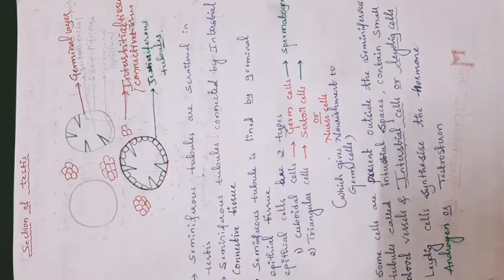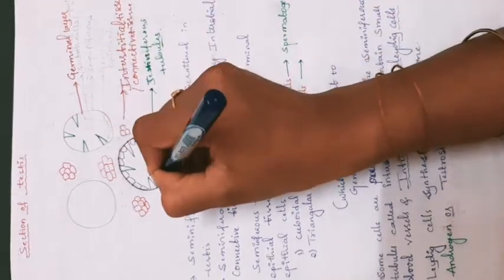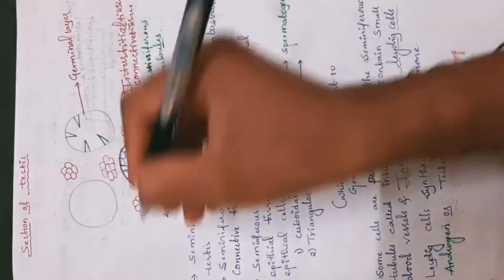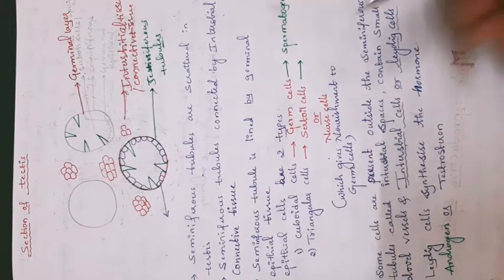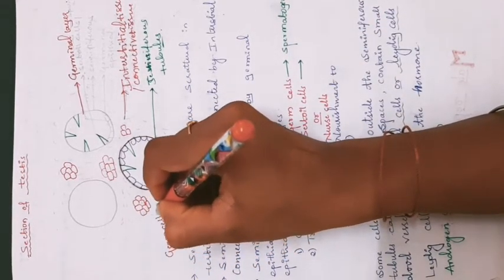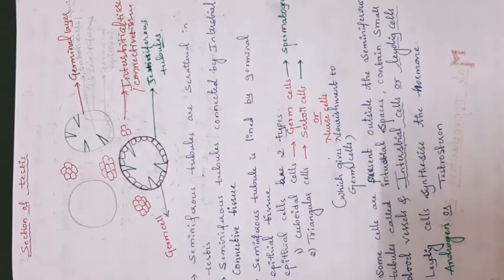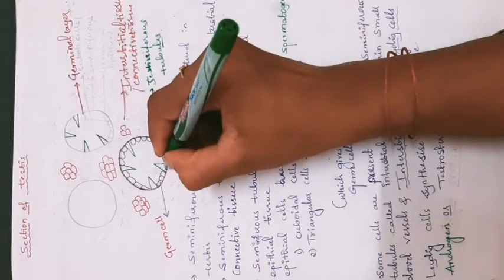Let me label this. These are the cuboidal cells, or those are called germ cells. Let me change the pen color. Germ cells: cuboidal cells are also called germ cells. Then triangular-shaped cells are called Sertoli cells.